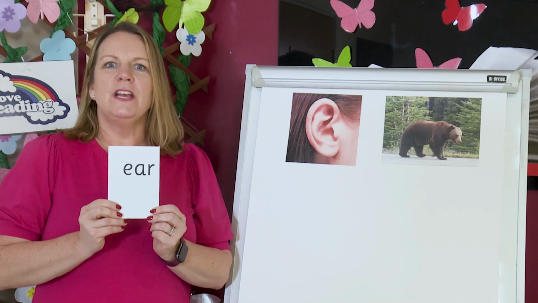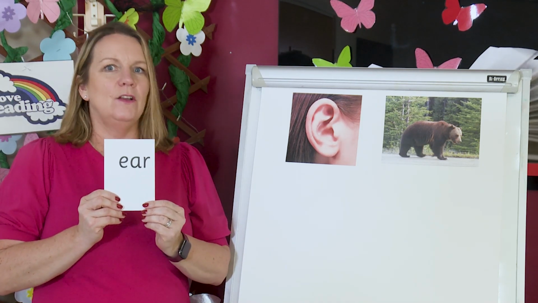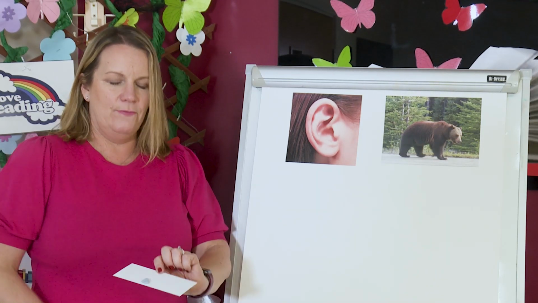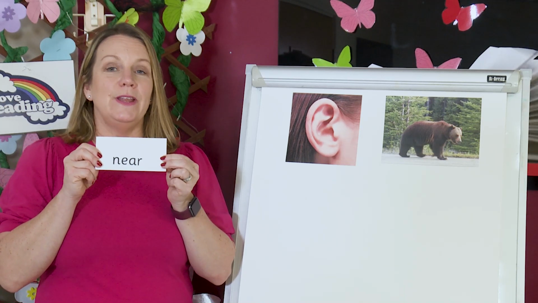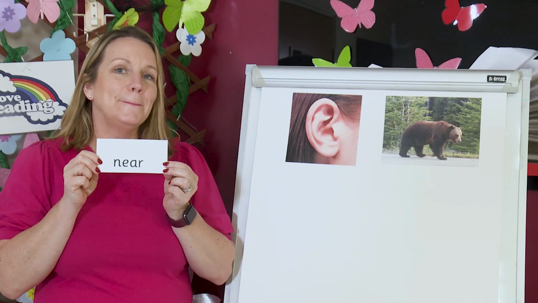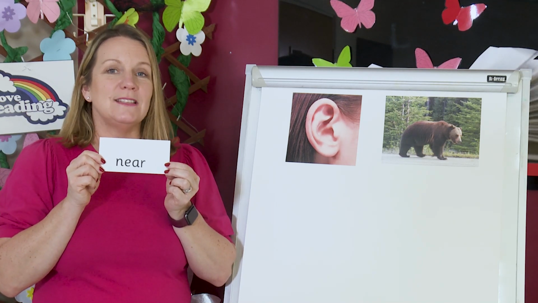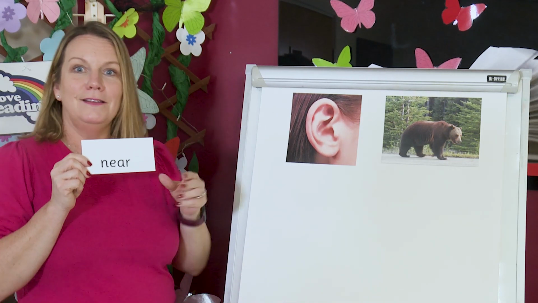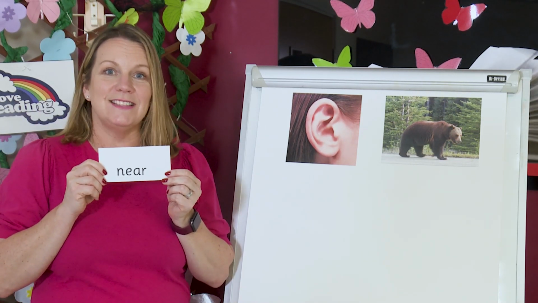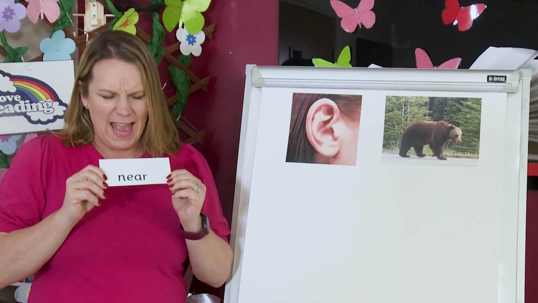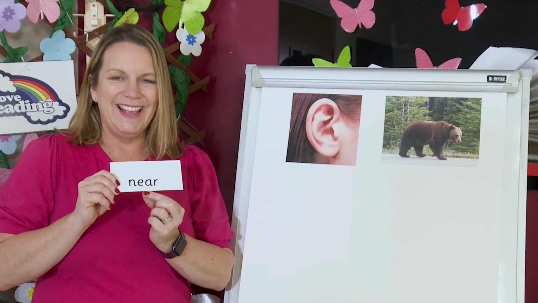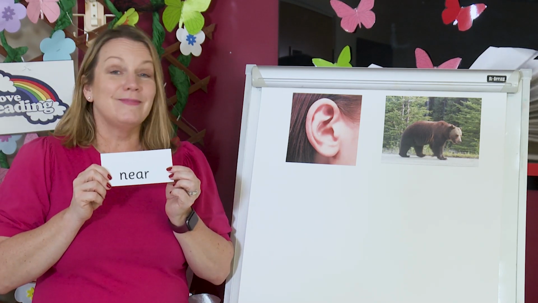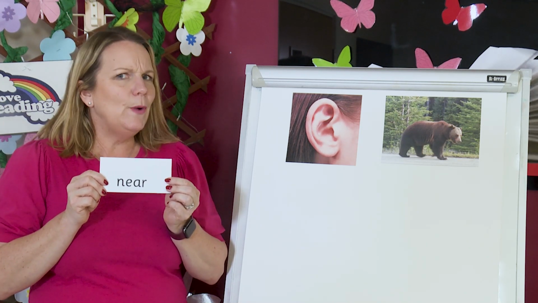Let's sort some words. Does the grapheme make an ear or an air sound in each of these words? Here's our first one. Does it have the phoneme ear or air? Help me put the word in the correct place. Shout out ear if the word has an ear sound like ear, or air if it has an air sound like bear. Help me work it out. Is it ear or is it air? Yes, it's near. So where shall I put it?